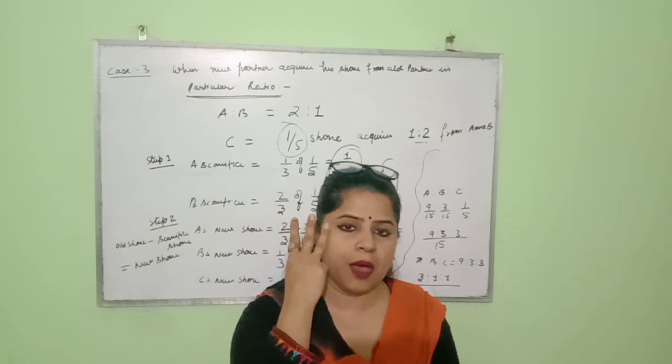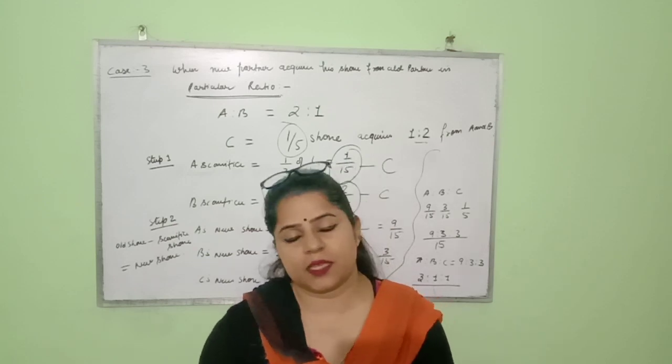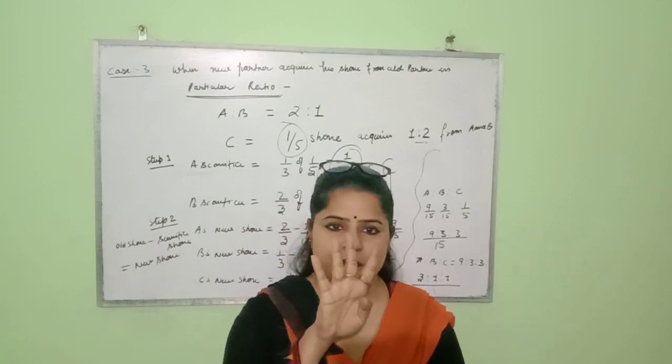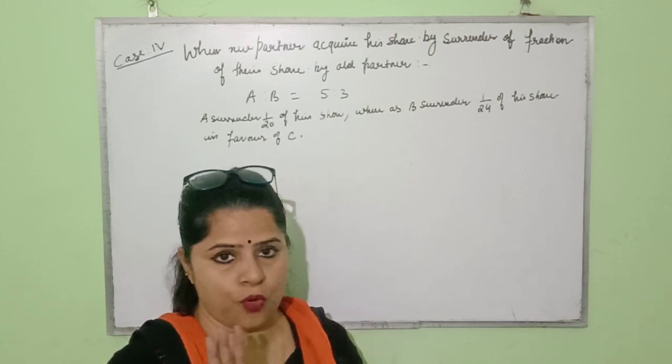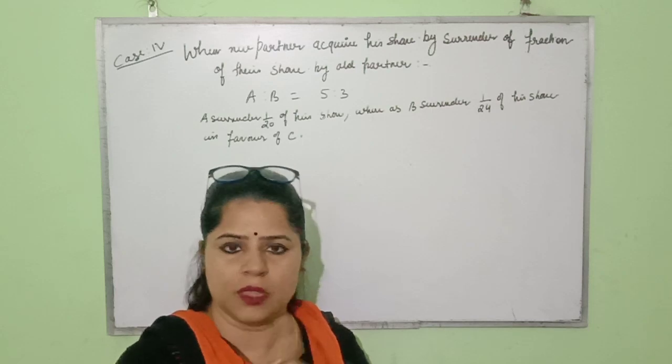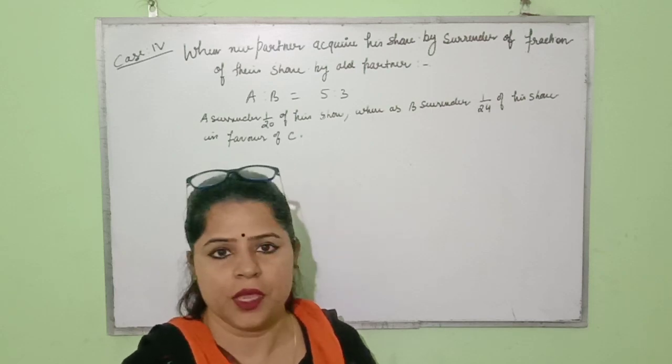This is the case number 3. Now let us discuss case number 4. So let's discuss case number 4. This is the last case from all the calculations of new profit sharing ratio.